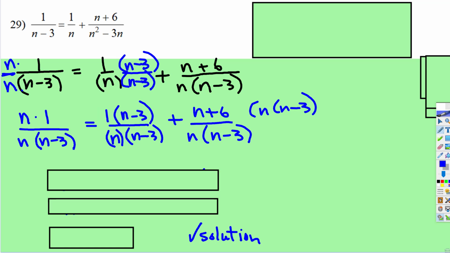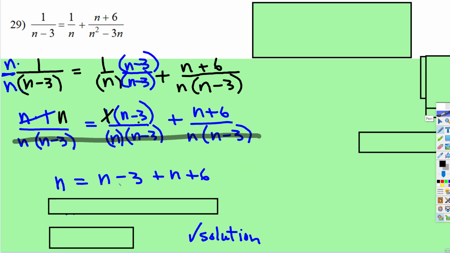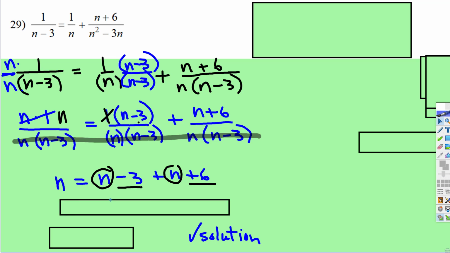One way that I encourage students to do it is, because that's technically what's being done, once the denominators are all the same, you can kind of ignore them, because that's essentially multiplying both sides by that denominator and they cancel. And now you can simplify. Well, n times 1 is n. 1 times n subtract 3 is just n subtract 3. And we simplify both sides. We get n is equal to n subtract 3 plus n plus 6. Those two n's can be added together, and negative 3 and 6 can be added together.